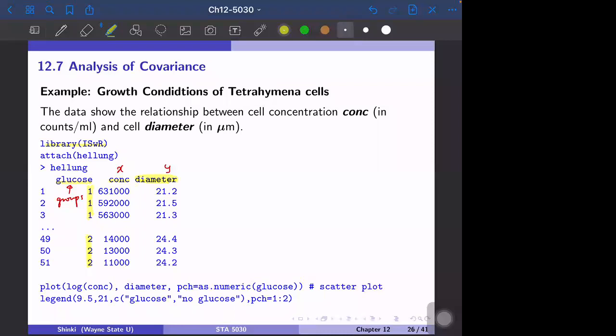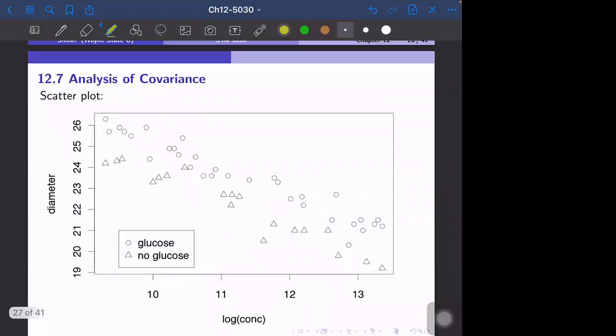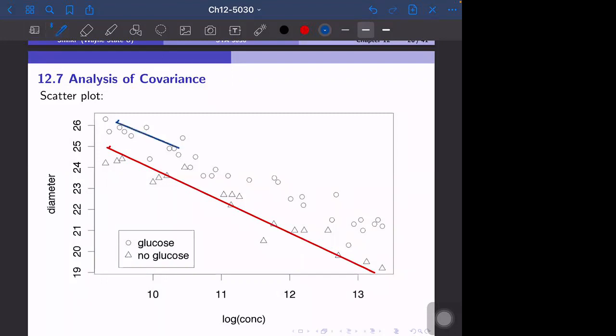And this is the scatter plot. You can see that for glucose level 1 and 2, we have two different groups. If we think about the trend line of this no glucose group, probably the trend line is around here. And for the circles, the glucose group, probably the line is here. So both have a linear relationship and probably the same slope, but different intercepts. So our research question is whether these two fitted lines have the same slope or not. I mean, whether these slopes are significantly different or not.